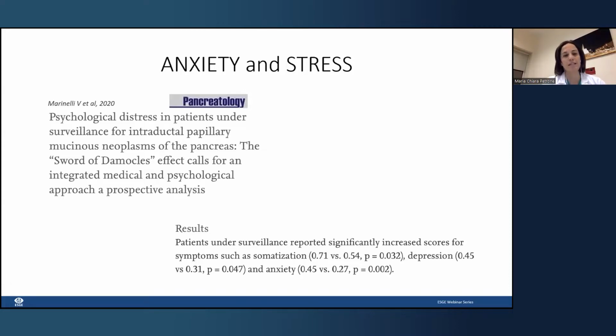In this study, patients under surveillance for IPMN were compared to patients who underwent surgery for the same disease, and the first group of patients under surveillance reported an increased score for symptoms such as depression or anxiety. So the quality of life of these patients is for sure reduced.